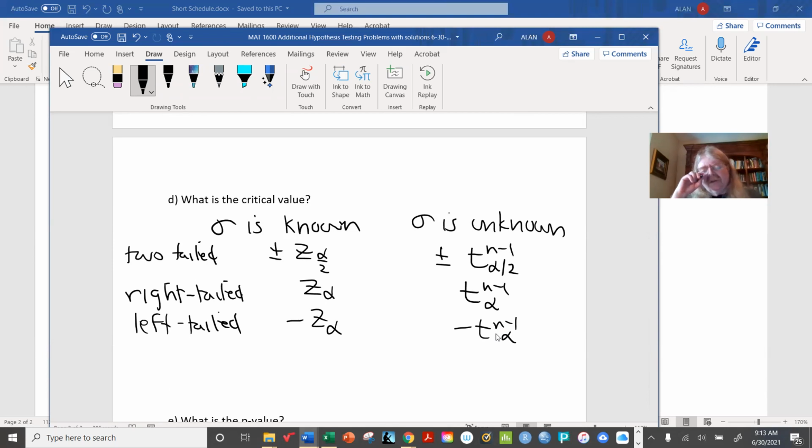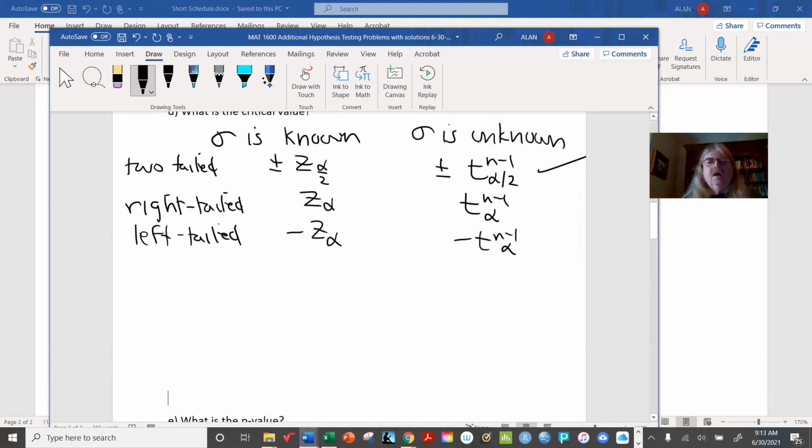So in our case, since we're using the t distribution due to the fact that we don't know the population standard deviation, and it's a two-tailed test, that means this is what we're looking at, 2 critical values. Now, how do you find them? We can use a table.